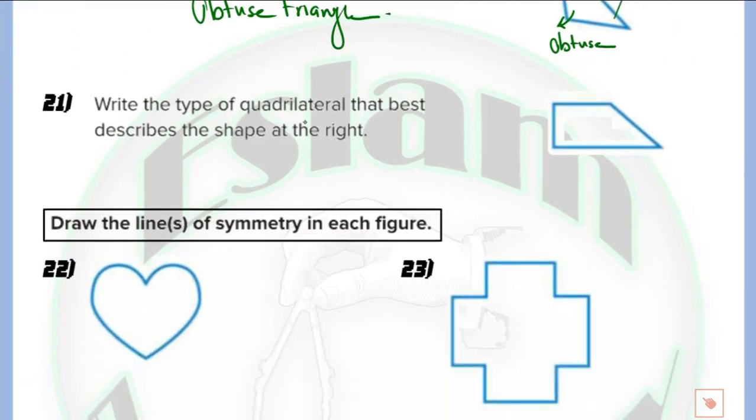In question number 21, we need to find the type of the quadrilateral. You will find that we have two sides that are parallel. The other two sides are not parallel. Once we have one pair of parallel sides, it means this shape will be a trapezoid.